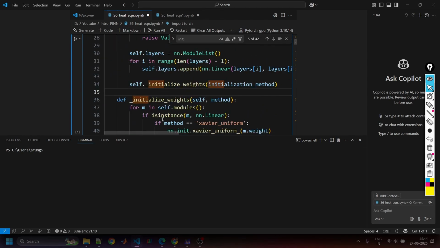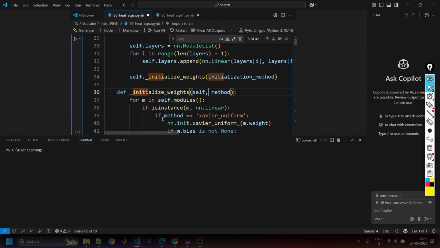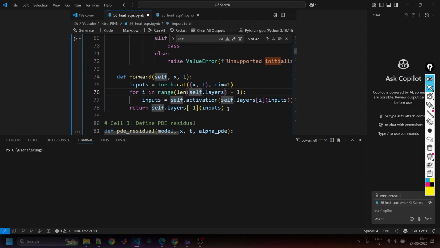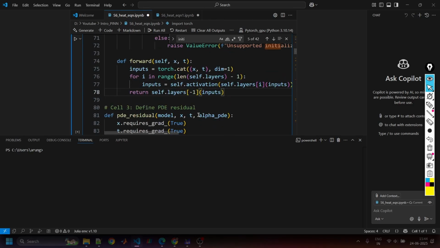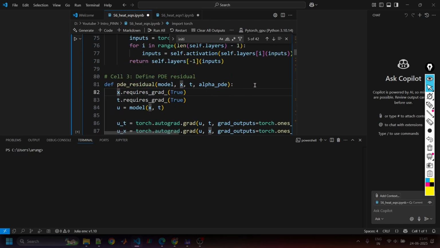So in this tutorial, we also test the effect of the initialization. So this is a forward neural network model. What we are doing here is we already make a stack of layers. As usual, we know x and t are the independent variables of this partial differential equation. With respect to those variables, we will be calculating gradient.